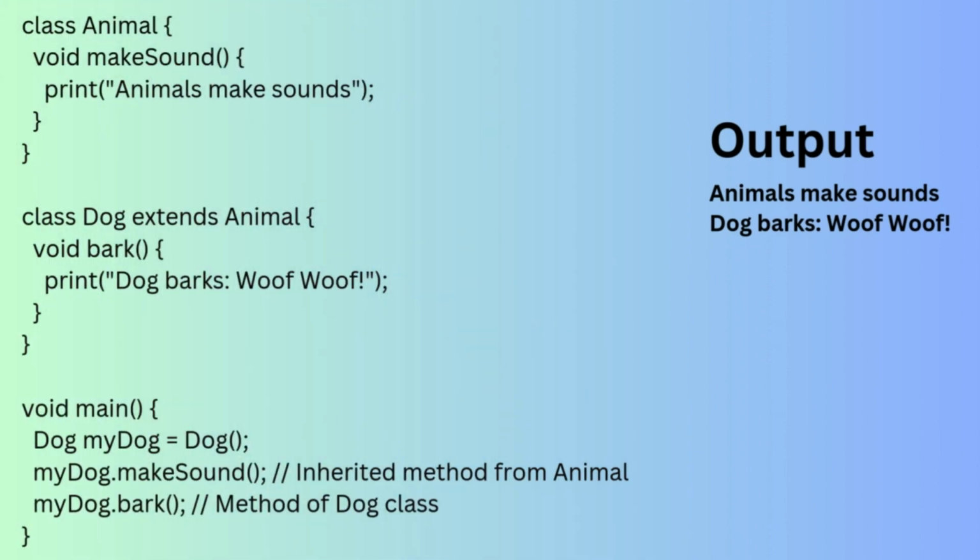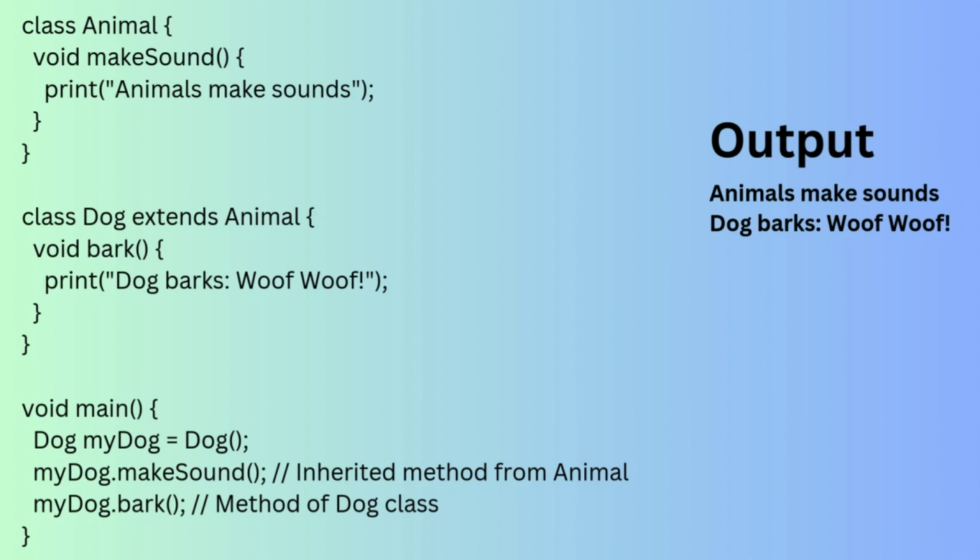Let's understand this concept step by step. In this example, we have two classes, animal and dog. The animal class is the superclass, which means it serves as the base or parent class. It has a general behavior, which is making a sound. Then, we create a dog class, which is a subclass of animal. This means the dog class inherits all the properties and behaviors of the animal class. However, the dog class also has its own unique behavior, barking.